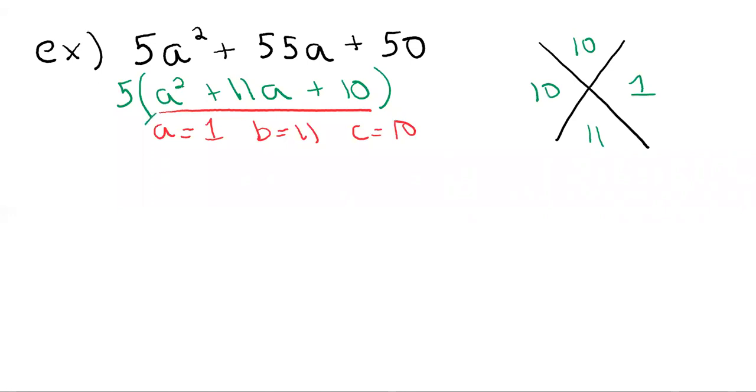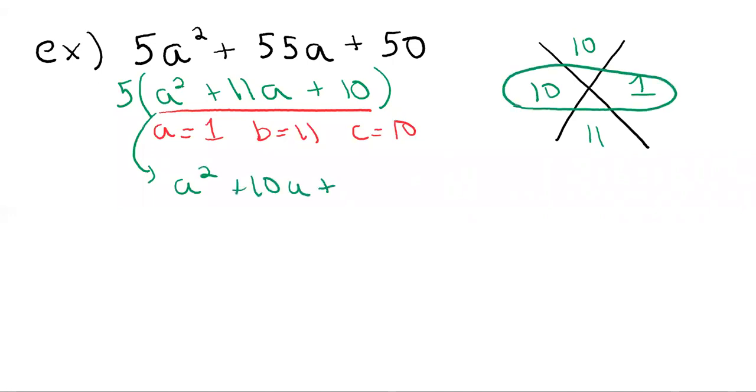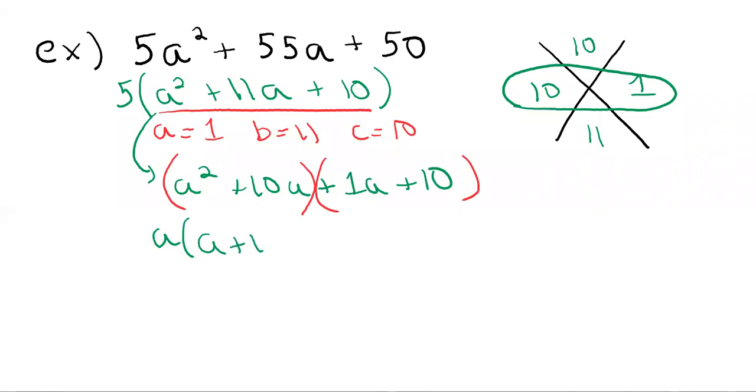Okay, so I'm ignoring the 5 right now, and I'm going to rewrite a squared. Instead of 11a, I'm going to write it as 10a plus 1a plus 10. Okay, now I'm going to factor by grouping. So out of the first group, I can factor out an a, and I'd be left with a plus 10. Can't factor anything out of the second group, though. So when that happens, we can always factor out a 1. The number in front, by the way, is a positive, so I'm going to think of it as a positive 1, and I'd be left with a plus 10.